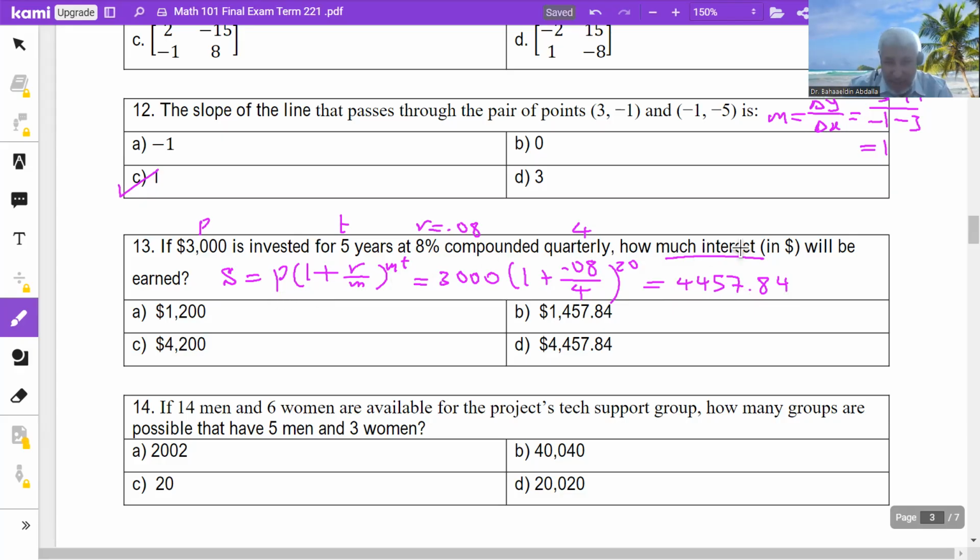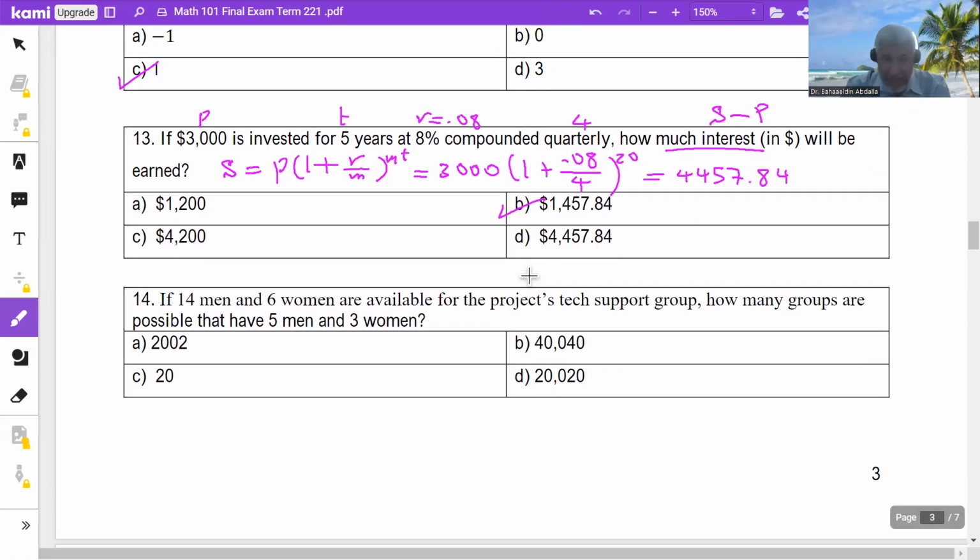To find the interest, it would be the future value minus the original value. Okay? So S minus P. So if you subtract this amount, 4457.84 minus 3,000, you will get 1,457.84. So the answer here is part B.